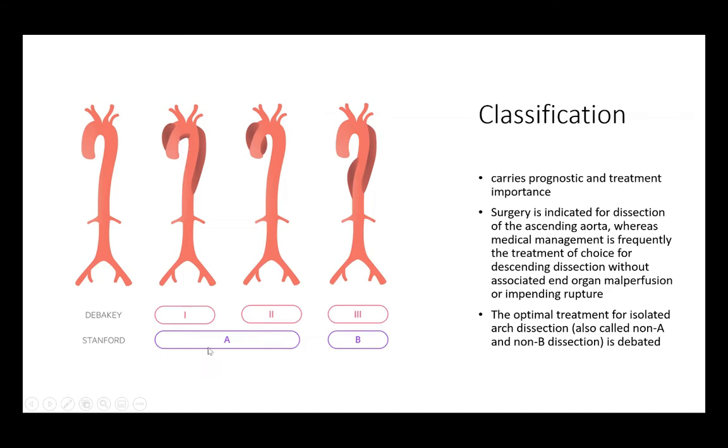Isolated arch dissections are non-classifiable in Stanford, and if you have an isolated arch dissection, it is usually termed non-A, non-B dissection. Surgery is usually indicated for dissections in the ascending aorta, whereas medical management is frequently the treatment of choice for descending dissections without associated end organ malperfusion or impending rupture. The optimal treatment for isolated arch dissections is still debated.